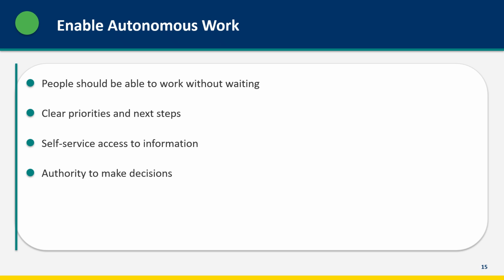Enable autonomous work. People should be able to make progress without waiting for others who might be sleeping. Provide clear priorities and next steps. When someone finishes a task, they should know what to do next. Enable self-service access to information through good documentation. Give people authority to make decisions within their scope. Waiting for approval from someone 12 hours away slows everything down.